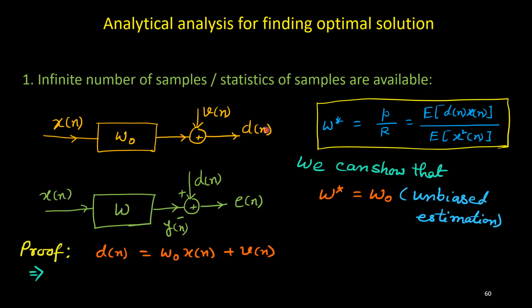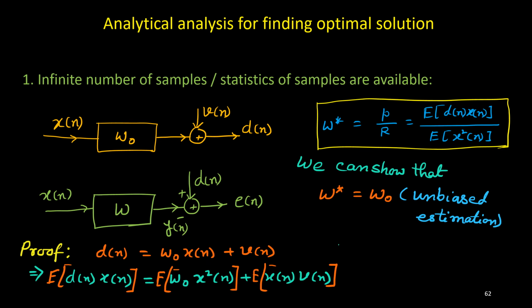Now consider this: dn equals w naught xn plus vn. Okay, this is from the system equation. dn is the output, xn is the input, w naught is the unknown filter coefficient, and vn is additive noise. So w naught into xn plus vn is dn. Now multiply both sides by xn, right? So what you will get? Left side dn times xn, right side w naught xn into xn, x square n, and here it is vn times xn. Then take the expectation operator on both sides.